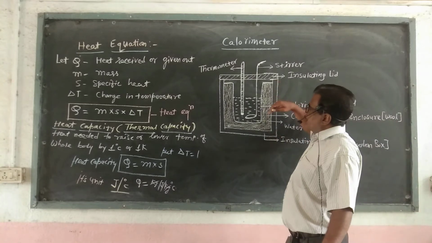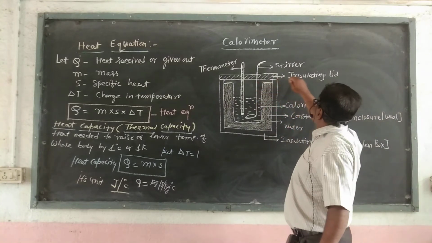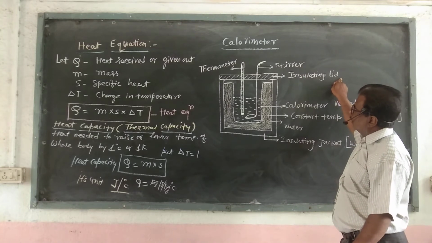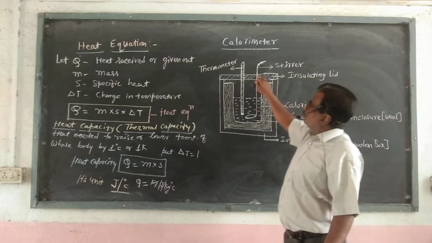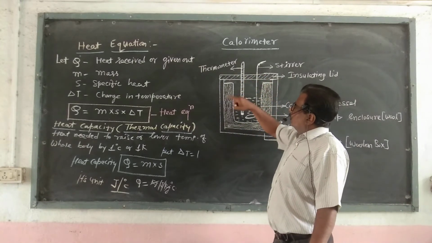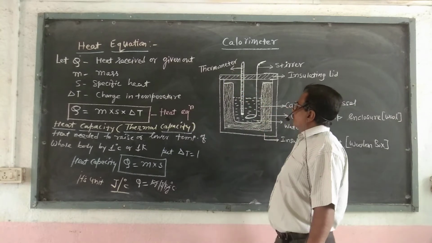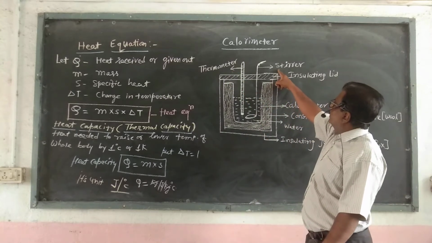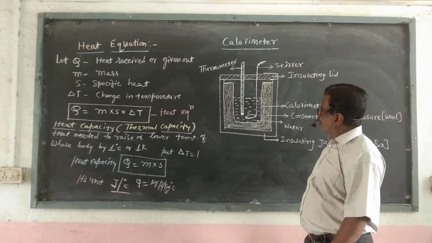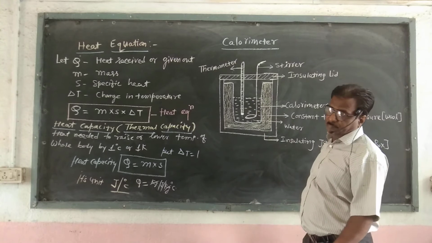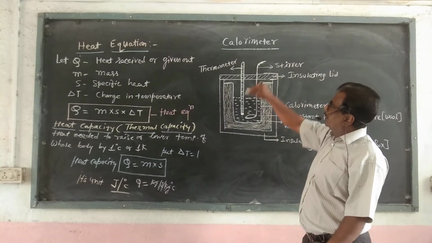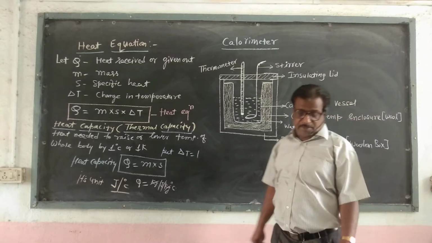This box is fitted with an insulating lid such as wood or ebonite. There are two holes in that lid. In one hole we keep a thermometer, and in the other hole there is a stirrer. Water is poured into the calorimeter. This whole arrangement is known as a calorimeter.